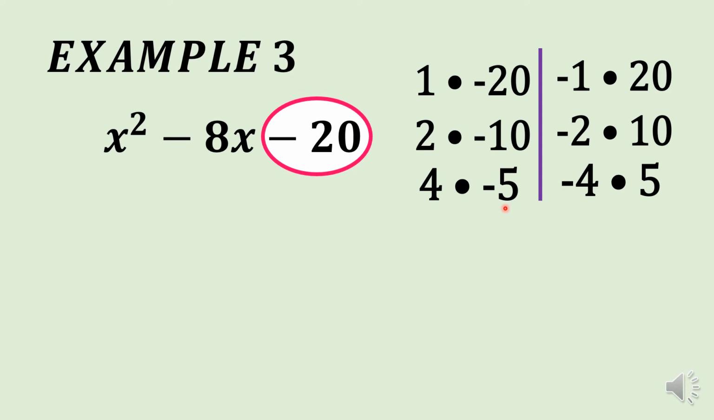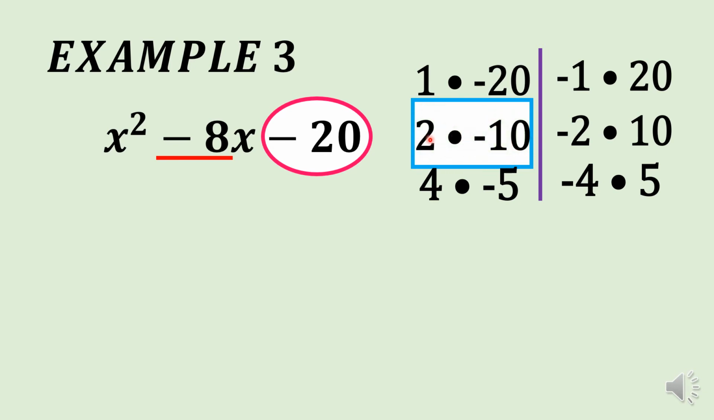Kasi kapag pinag-times natin ito, magbibigay pa rin siya ng sagot na negative 20. Okay, next. Focus na tayo dito sa ating second term. So, ang second term natin is negative 8. So, ang question ngayon, alin dito sa mga factors ng negative 20 ang magbibigay sa atin ng sum na negative 8? Okay? So, ang sagot doon ay 2 at saka negative 10.